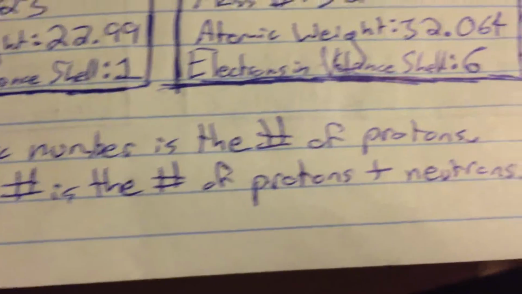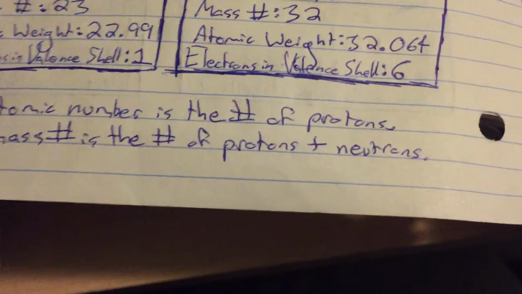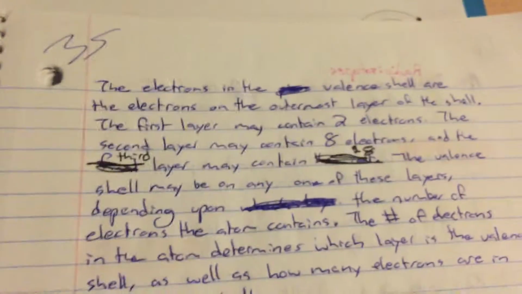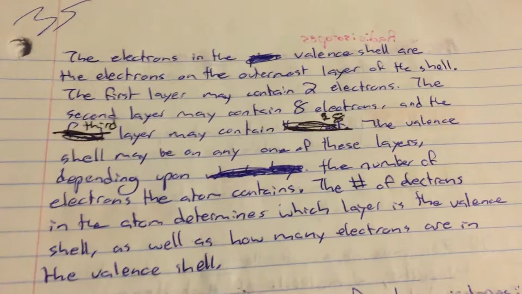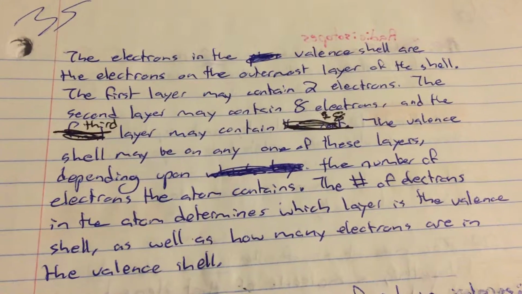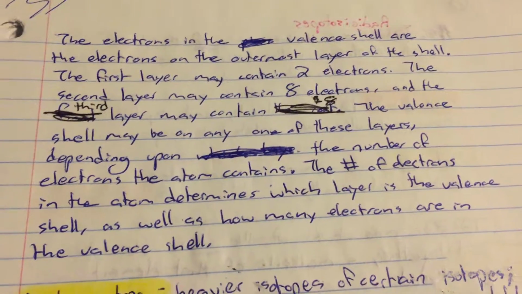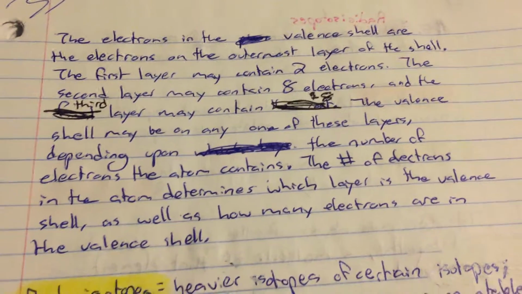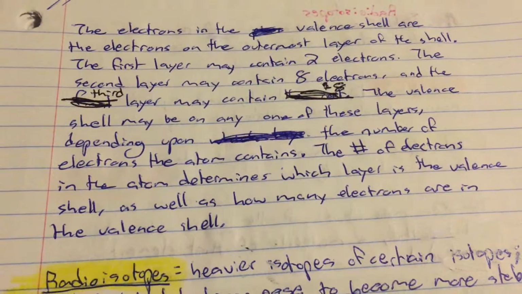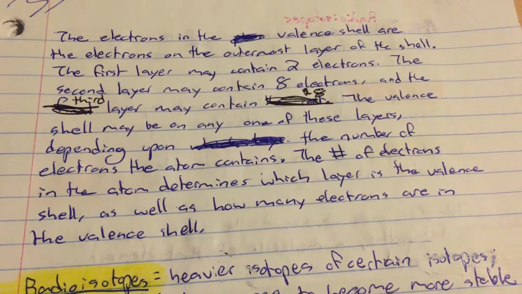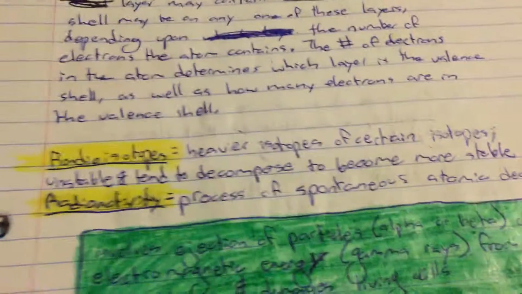The atomic number is the number of protons. The mass number is the number of protons plus neutrons. The electrons in the valence shell are the electrons in the outermost layer of the shell. The first layer may contain 2 electrons, the second layer may contain 8 electrons, and the third layer may contain 8 electrons. The valence shell may be on any one of these layers depending upon the number of electrons the atom contains. The number of electrons in the atom determines which layer is the valence shell, as well as how many electrons are in the valence shell.